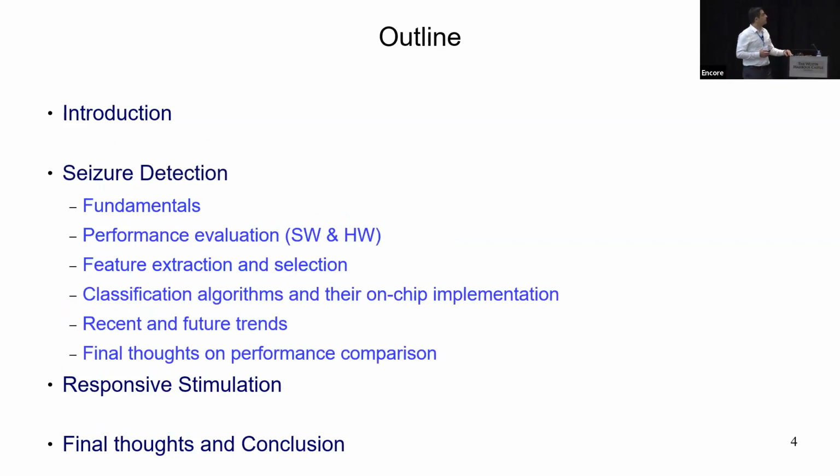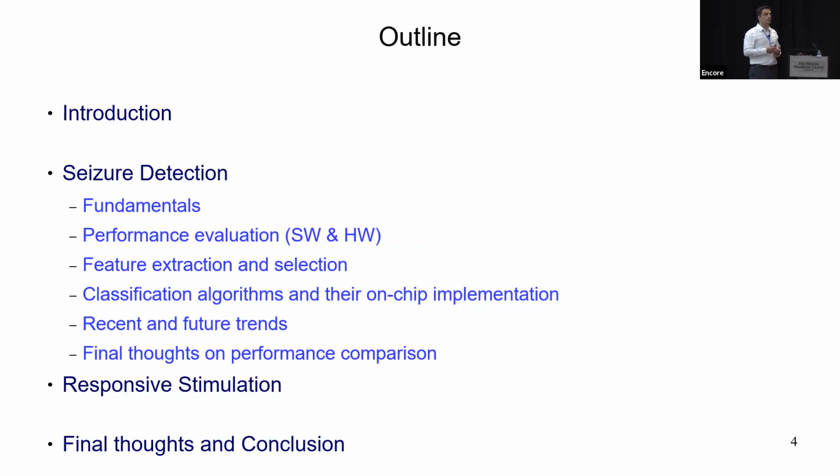In the next part of my talk, I'm going to talk about fundamentals of seizure detection and performance evaluation. How do we actually evaluate seizure detection algorithm performance, for software implementations and hardware implementations? Then I'm going to talk about feature extraction and how to select features, and different kinds of classification algorithms that have been reported in the literature and their on-chip implementation.